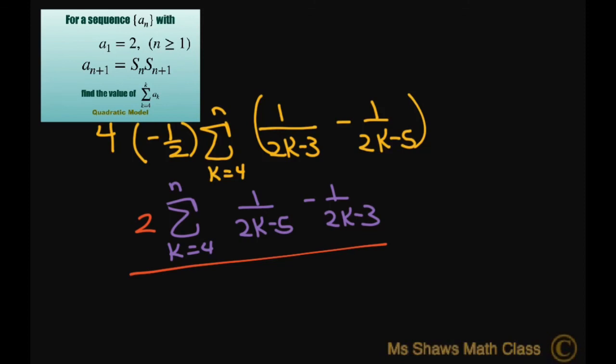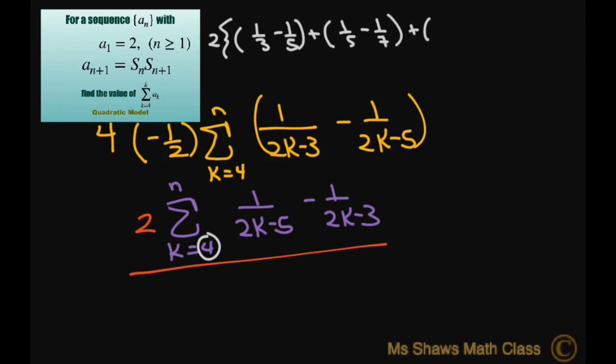Let me see if I can squeeze it in here. If I write this out, we're going to get 2 times, and we start at 4, so that's going to give me 1/3 minus 1/5. Then we're going to have plus 1/5 minus 1/7, and then plus 1/7 minus 1/9, plus dot dot dot plus 1 divided by 2n minus 5 minus 1 divided by 2n minus 3.